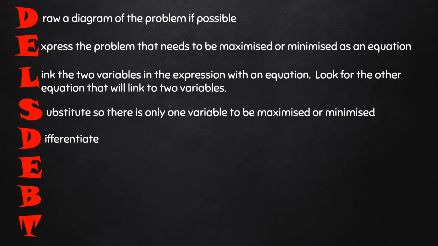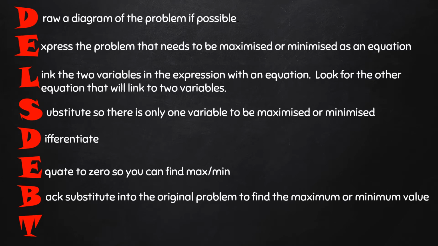D for differentiate. E for equating to 0 so you can find maximum and minimum. B for back substituting, so we're going to put it back into the original problem to find the maximum or minimum value. And T is for testing your answer, checking to see that you've answered the question.